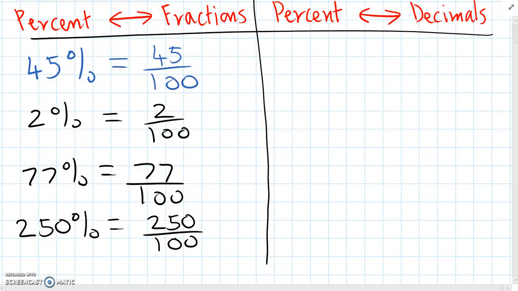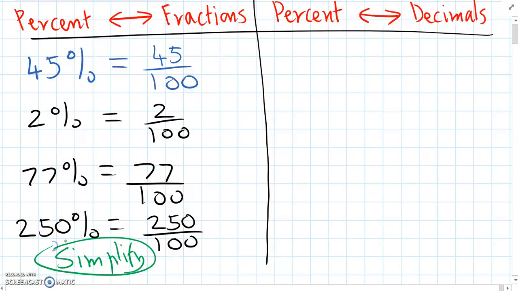And as always, with fractions, we're always looking to simplify. Always remember to simplify. So let's look at which ones of these we can simplify. Here, in the first one, we can see a common factor of 5. So here we have 9/20 simplified. 2/100, 2 is our common factor. So we'll divide the numerator and the denominator by 2. So 2% is the same as 1/50.